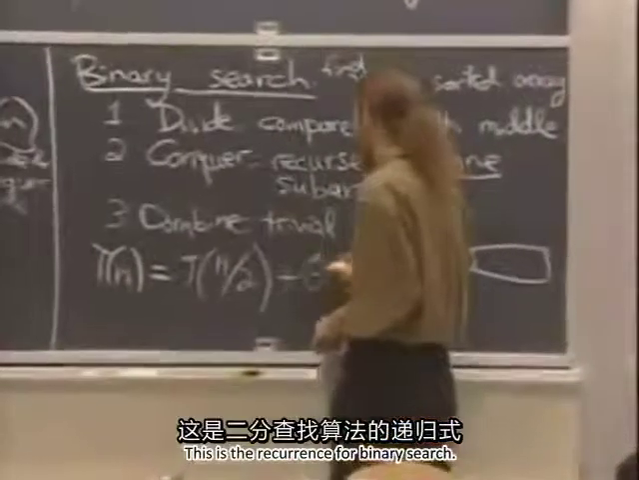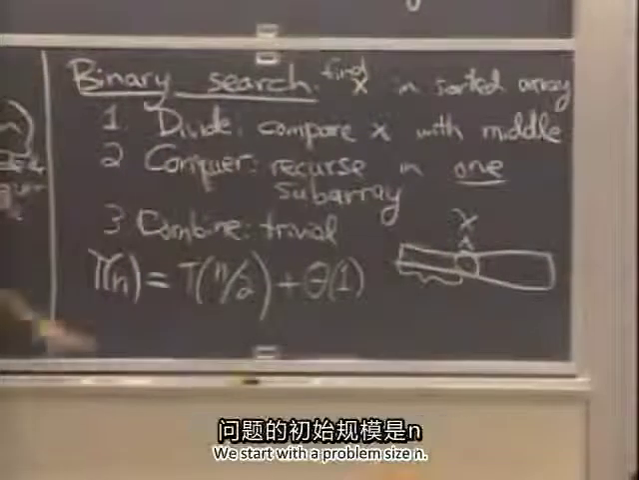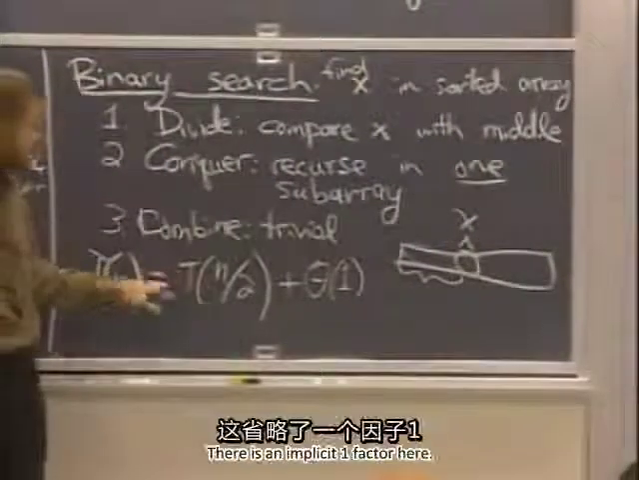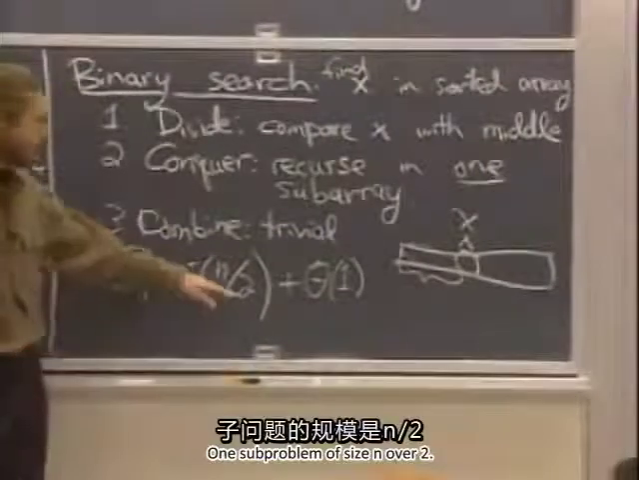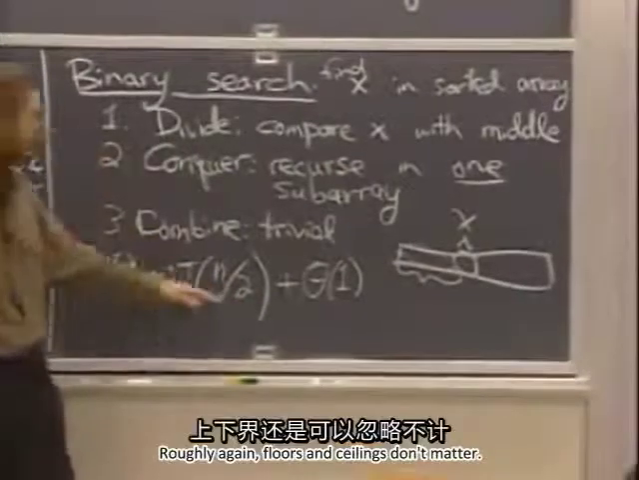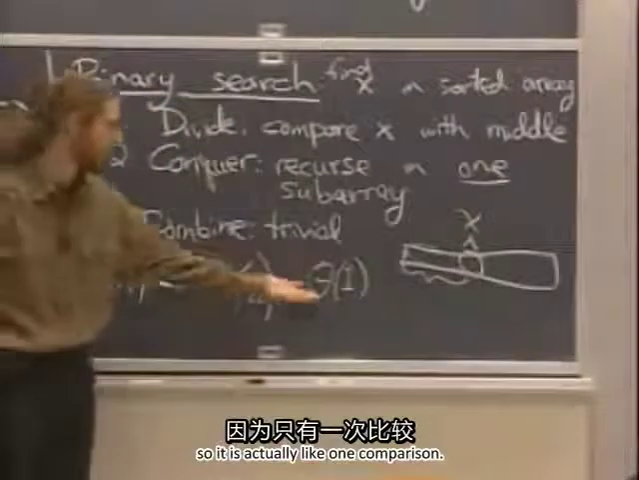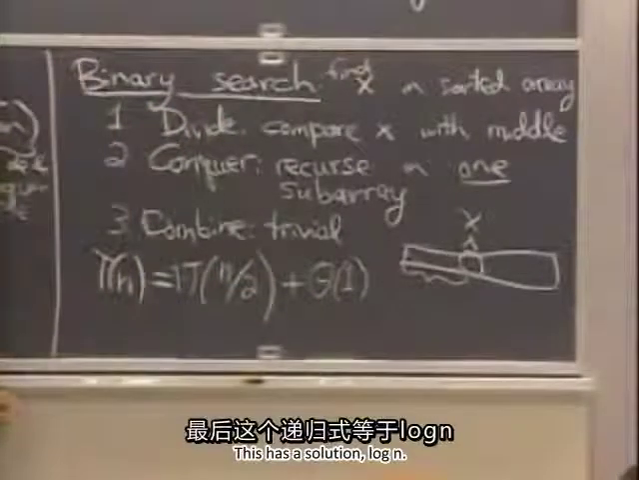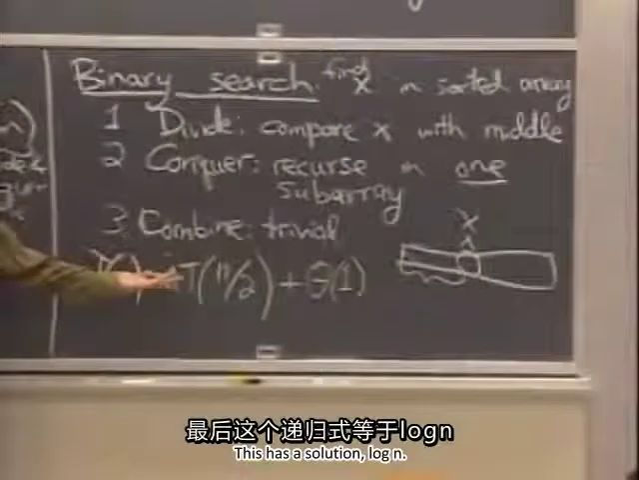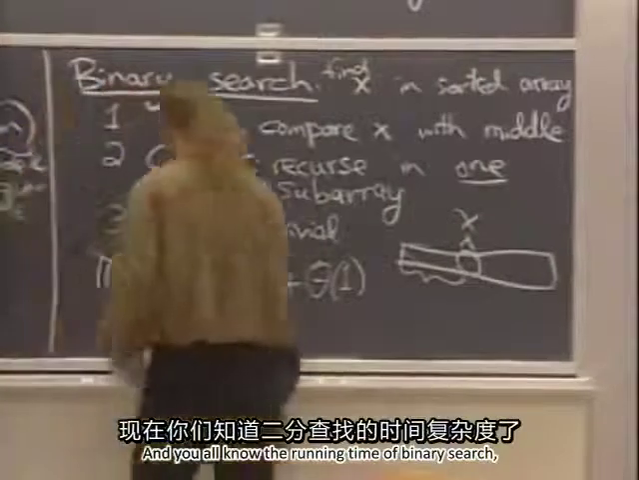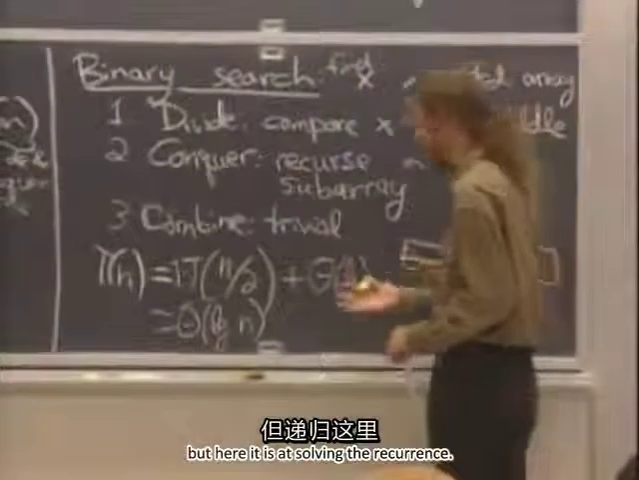So here we have the recurrence for binary search. We start with a problem of size n. We reduce it to one subproblem, there's an implicit 1 factor here, of size n over 2, roughly. Again, floors and ceilings don't matter. Plus a constant, which is to compare x with the middle element, so it's actually like one comparison. This has solution log n. And you all know the running time of binary search, but here it is by solving the recurrence.